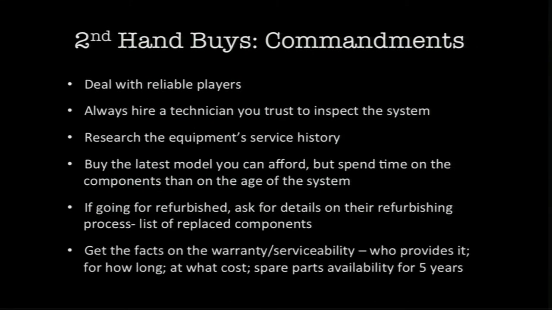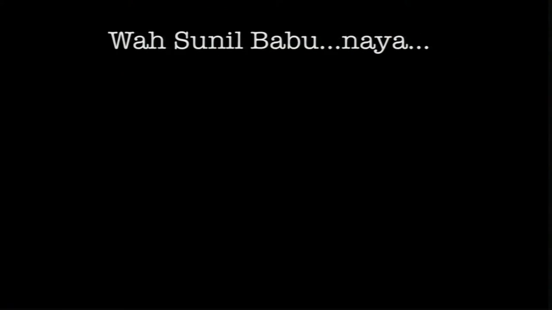Get the facts on warranty and serviceability. By this I mean that whatever vendor you're going to buy the second-hand machine from, ask them whether they're going to take that machine into warranty. I may, for example, buy a NIDEK OCT from somebody else, but I will call up the NIDEK guys to ask them whether this machine can now be put under warranty with them. So then it can be taken care of. Also, in second-hand equipment, always ensure from the company that the spare parts would be available for at least the next 5 years. If it is not so, then you are in for trouble.